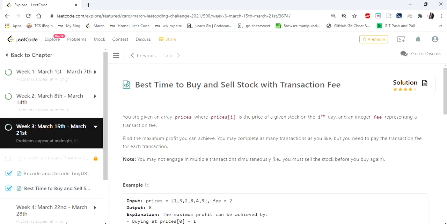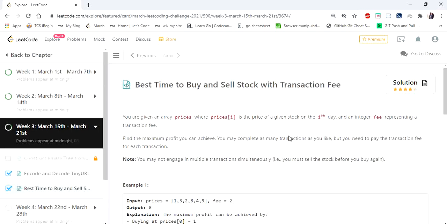So today we are going to cover best time to buy and sell stock with transaction fee. And we have six problems in the same category, buy and sell stock. And this is very similar to buy and sell stock with n number or k number of transactions. But additionally, they have included a transaction fee.